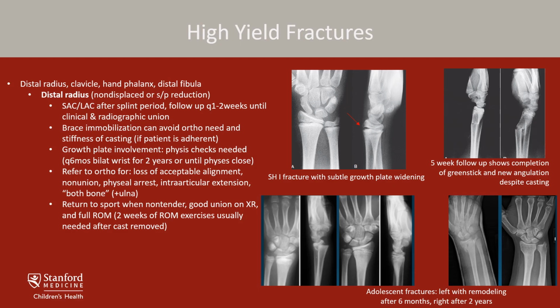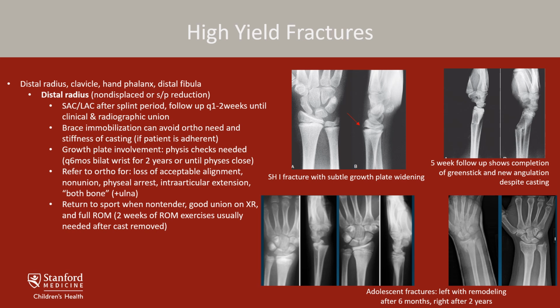Loss of alignment is better to catch early, so with fractures, we think about following them every 1 or 2 weeks until the patient's no longer tender and the x-ray shows good evidence of radiographic healing. So this is clinical and radiographic union, and it suggests that the patient no longer needs to be immobilized. Once the cast or brace is discontinued, I typically instruct patients to work on range of motion if they've developed some stiffness, which usually means waiting about 2 more weeks before returning to sports.